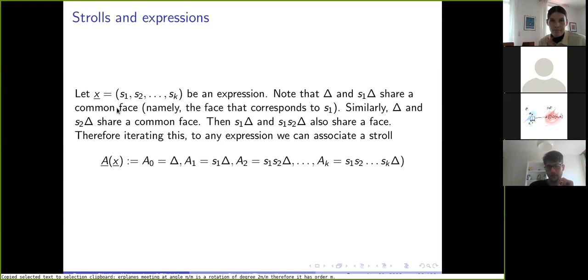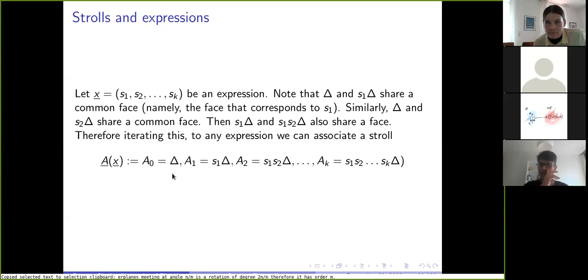Since W is simultaneously a reflection group and a Coxeter group, it has a Coxeter representation. We've shown it. So in that Coxeter presentation, we can take an expression for an element. I hope I'm not using the wrong terminology. Let X underline denote an expression, and note that delta and S1 delta share a common face. Why? Because S1 delta is essentially reflecting the fundamental alcove with respect to a wall, so they share that wall, that face that corresponds to S1.